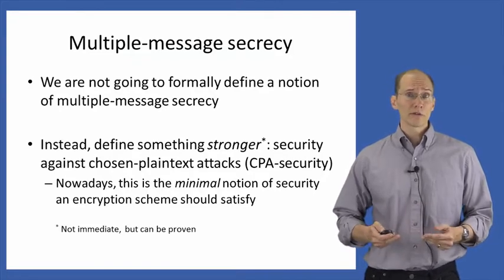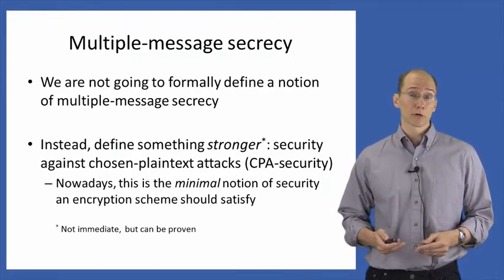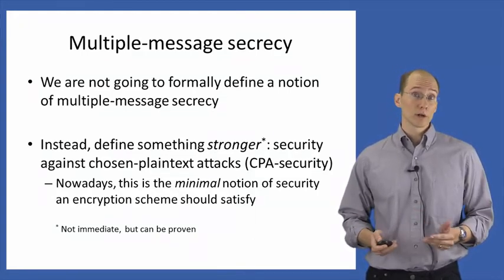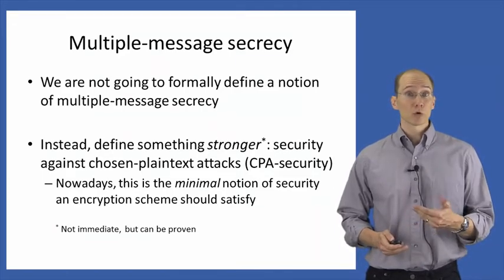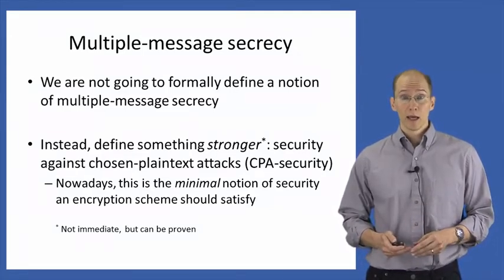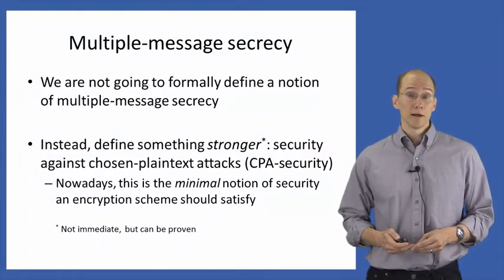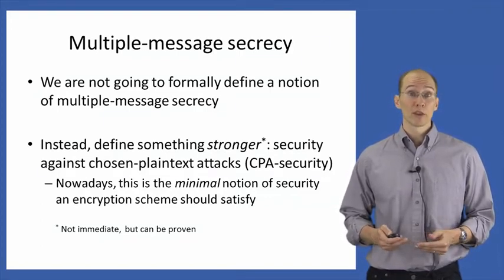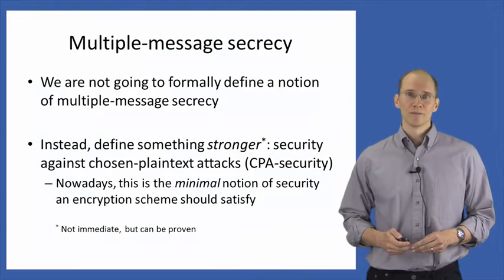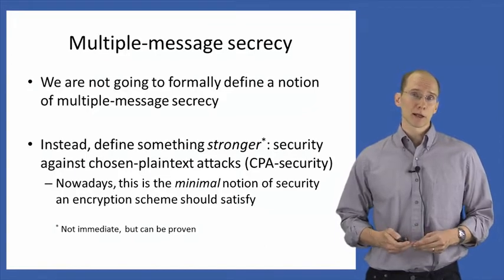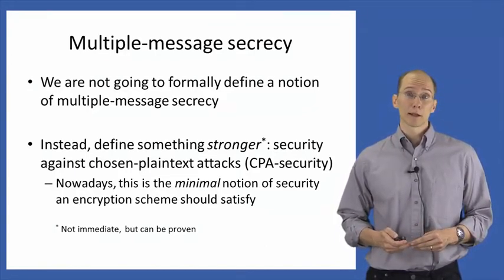Now, in fact, we could define formally a notion of multiple message secrecy and then try to work with that definition. Because of our time constraints, we're not going to do that. Instead, what we're going to do is jump directly to defining something stronger, namely security against chosen plaintext attacks, or what's called CPA security. Now, it's not immediate that this notion of secrecy is stronger than multiple message secrecy, but in fact, if you define things appropriately, you can prove that that's the case. You'll just have to take my word for it. One thing I want to point out is that CPA security is nowadays the minimal notion of security that an encryption scheme used in practice should satisfy.